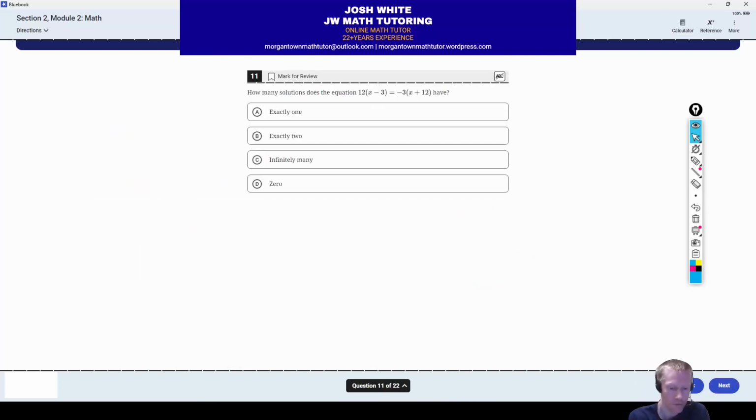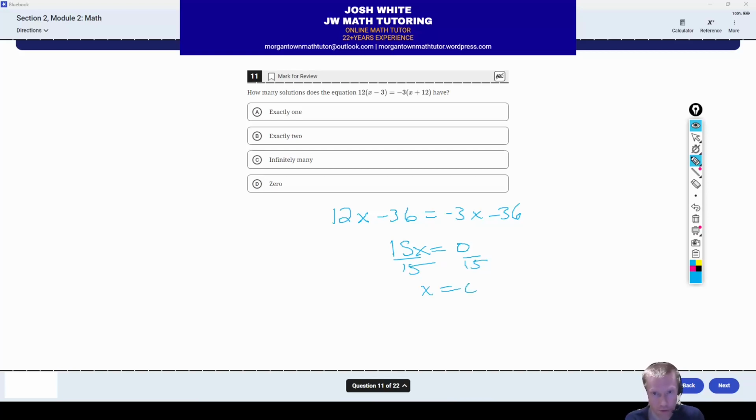All right, next, number 11. So, a couple things. First, if you're going to do this by hand, notice if you multiply out both sides, i.e. distribute, you have different x values. That means that there is going to be a solution guaranteed, okay? And if you went ahead to solve it, you would technically get 15x equals 0, or just x equals 0.